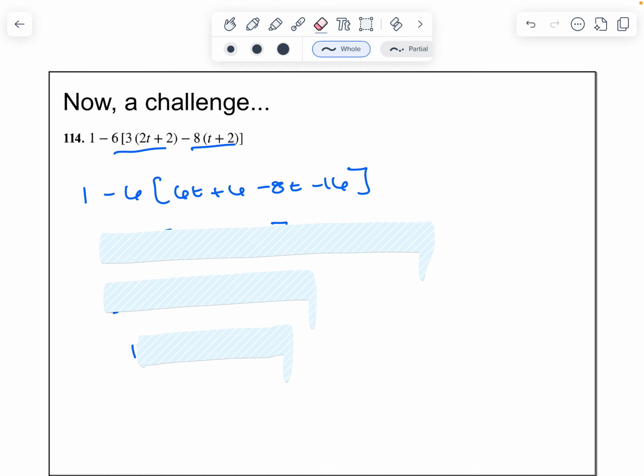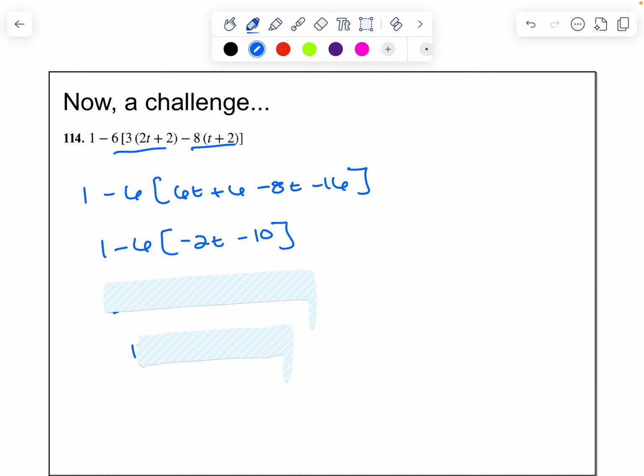We'll combine like terms within that bracket. So the 6 and the 8, the 6 and the negative 16. Then we'll distribute the negative 6 in. And then once more, we'll look for like terms. And this should be our final answer.